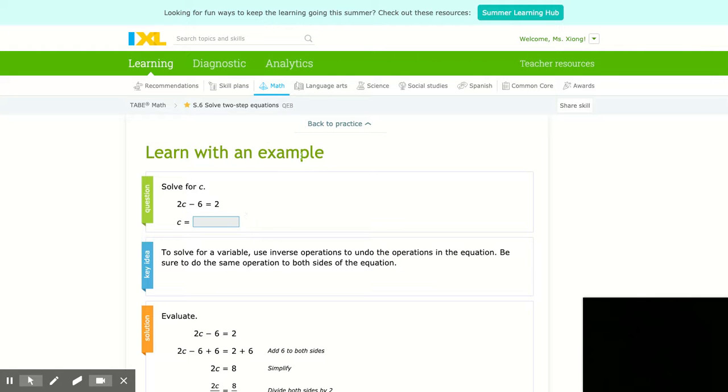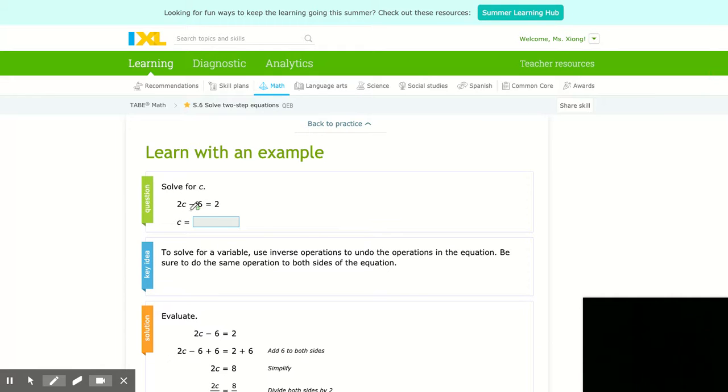Okay, so now we're going to solve two-step equations, and we have to solve for c. All right, so I have 2c minus 6 equals 2. So all you have to do is solve for c by using the opposite operations of the numbers to isolate c by itself.